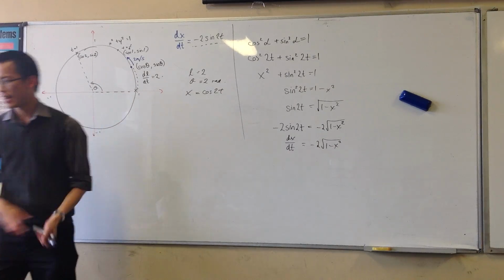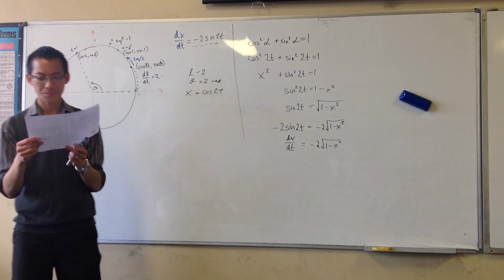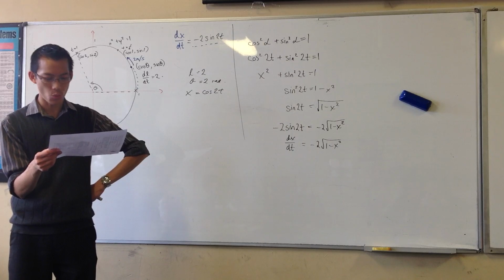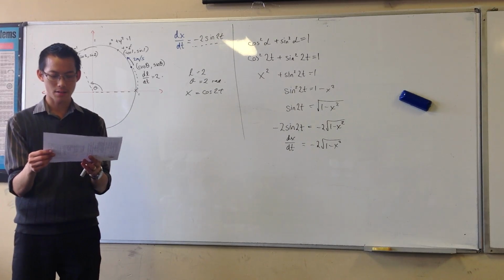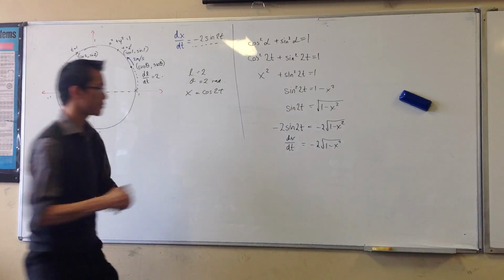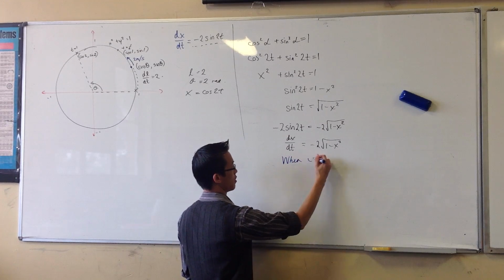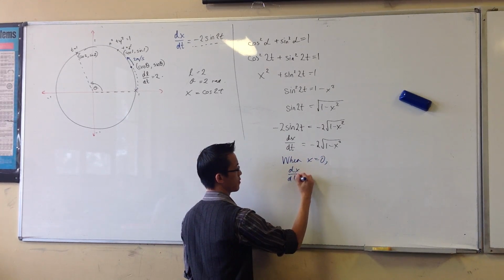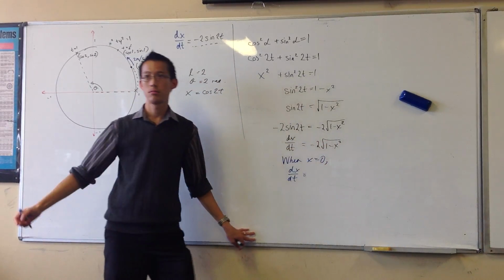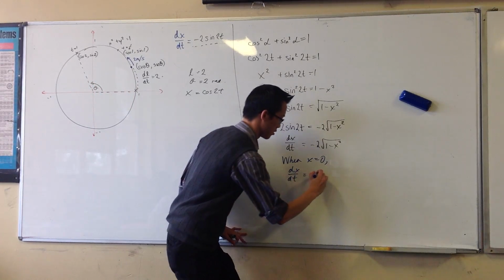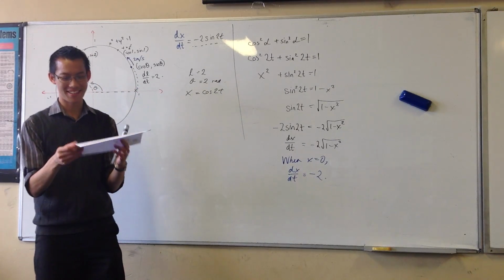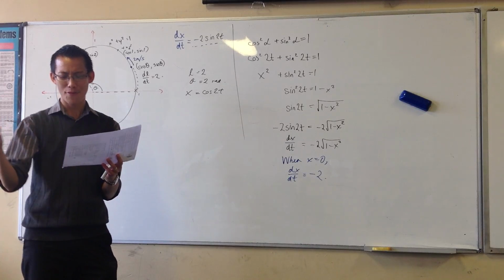Now, just to round it out, there's a part B to the question. Use your answer to part A to find the rate of change of the x-coordinate as it crosses the y-axis. As it crosses the y-axis, x is equal to 0. So let's just plug it in. When x equals 0, dx on dt is equal to, what have I got here? Minus 2 times the square root of 1, which is minus 2.